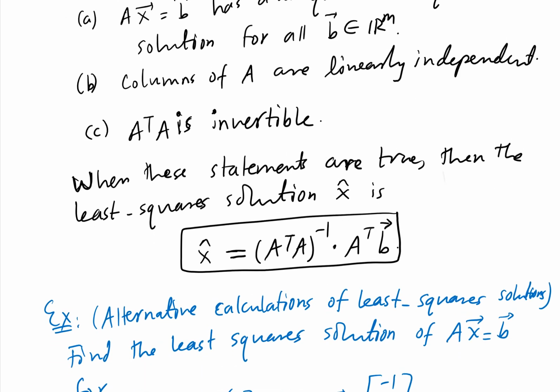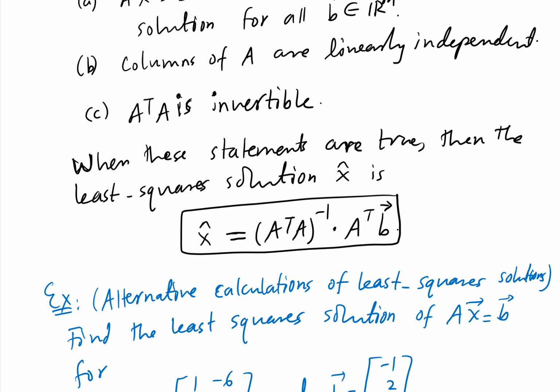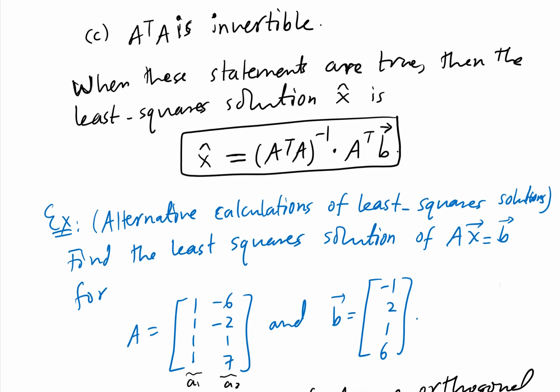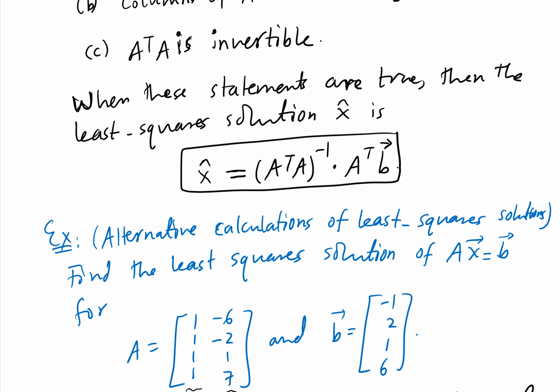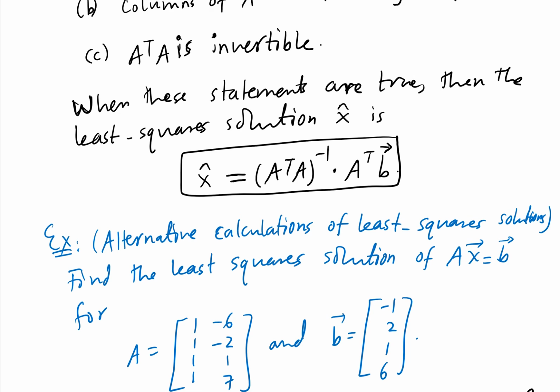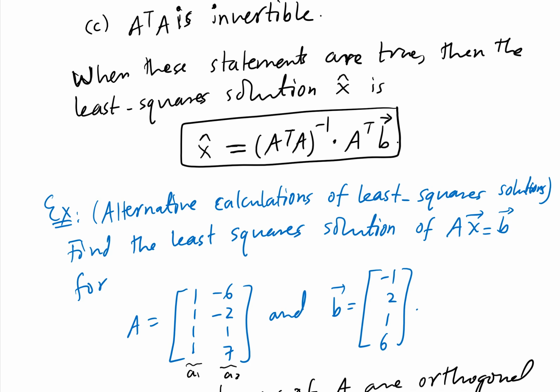Now we can look at an alternative way to calculate the least square solution, and that can be done using an example. A is given and B is given. We need to find the least square solutions. So what's the alternative way? The columns of matrix A, we call them A1 and A2. So there are two columns.